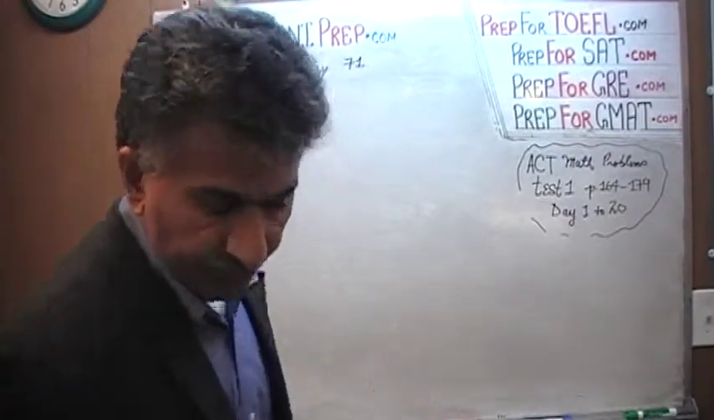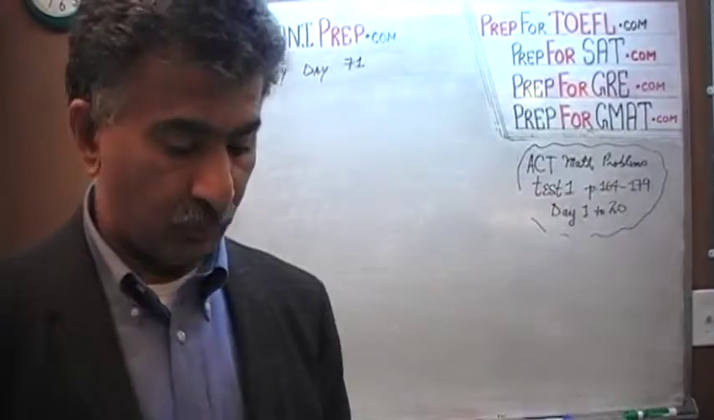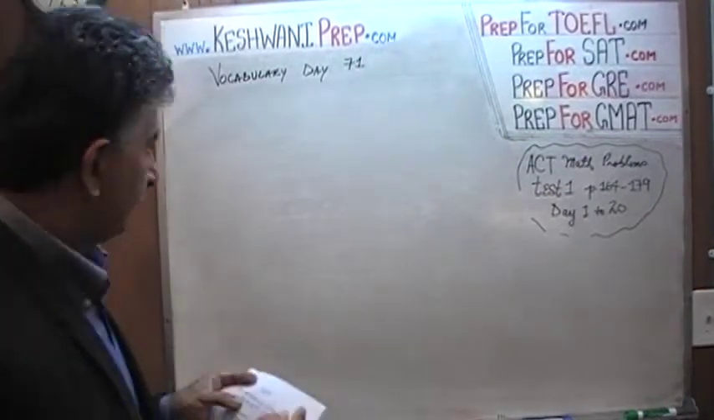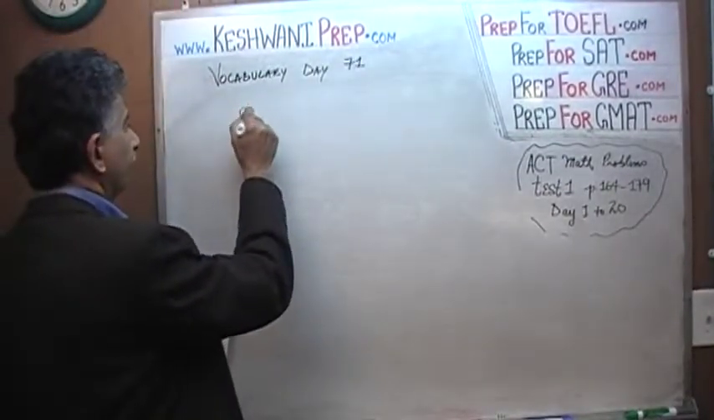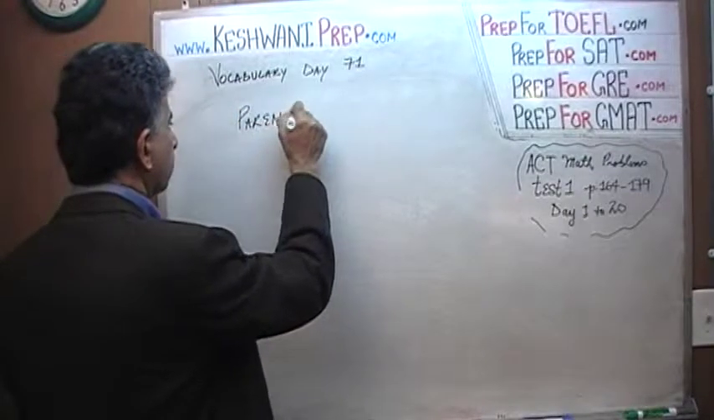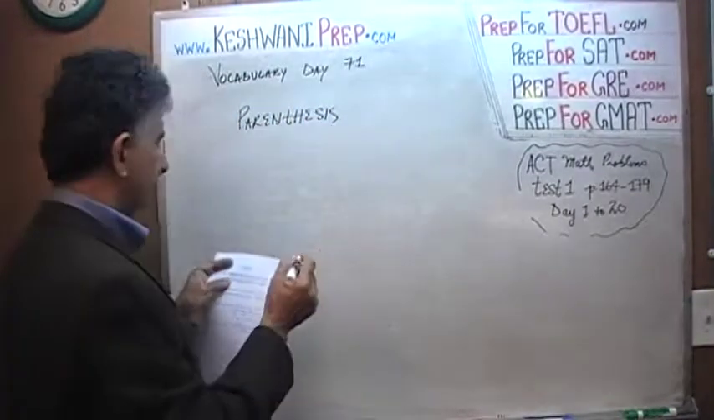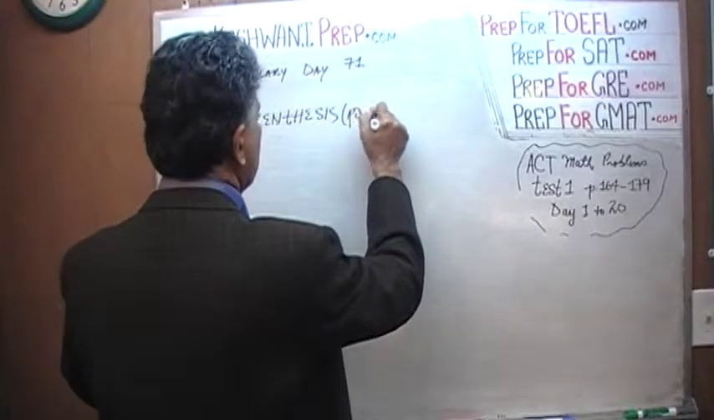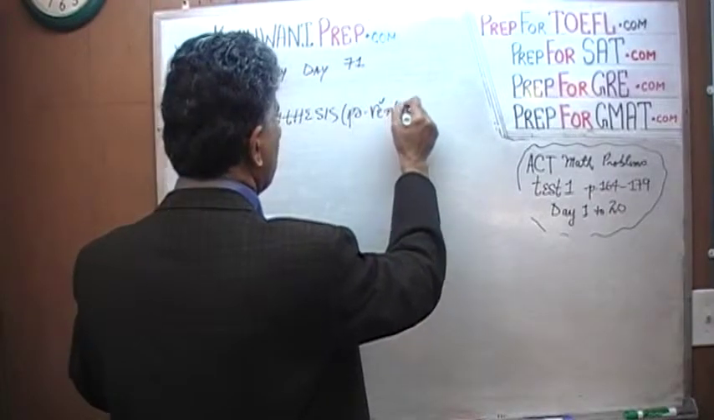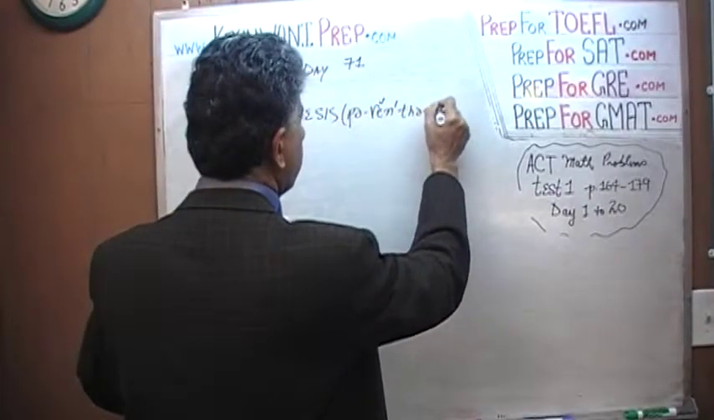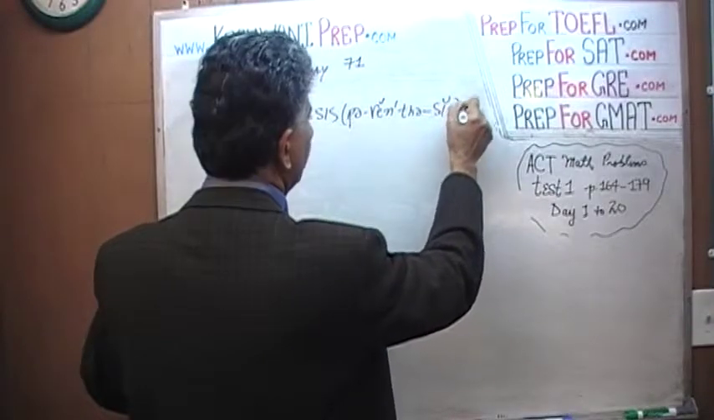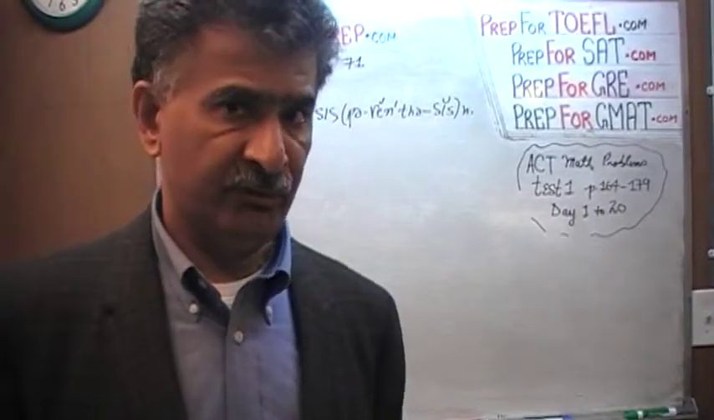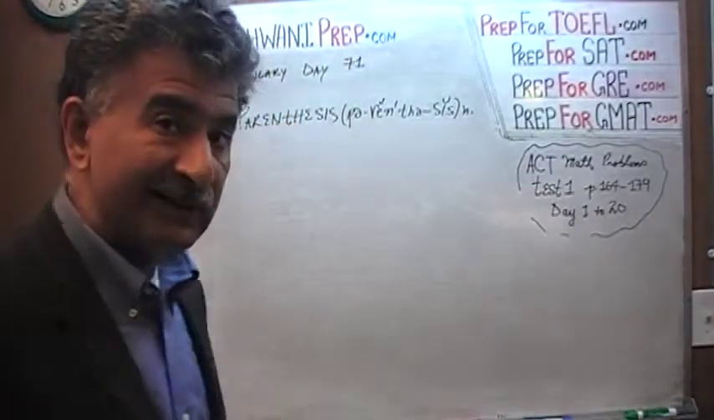The first couple of words that I want to talk about are very straightforward, very simple words, but you will see in a second why we're making a big fuss about them. The very first word is parenthesis. Of course, we know what parenthesis is. The question is, what's the plural of it? The plural of parenthesis is parentheses.